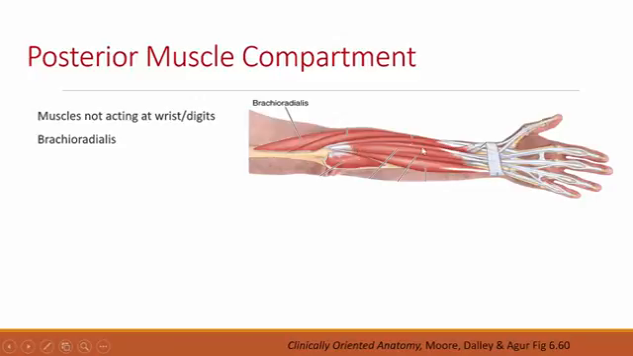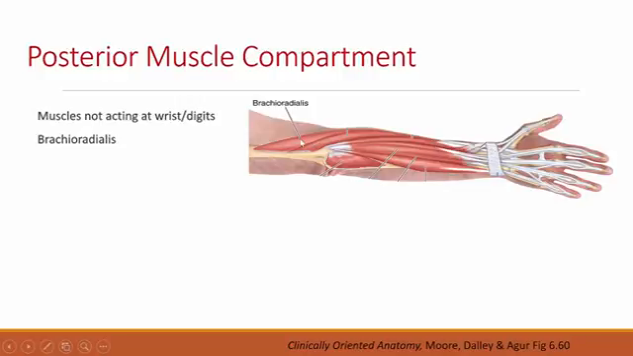We have two muscles that don't act at the wrist or the digits coming from our posterior muscle compartment. We have our brachioradialis. So this is our most proximal muscle of our posterior muscle compartment, coming from our supracondylar ridge, just above our extensor carpi radialis longus. And this muscle travels along and inserts onto the distal aspects of the radius, hence its name, brachio, from arm, to the radius, radialis.